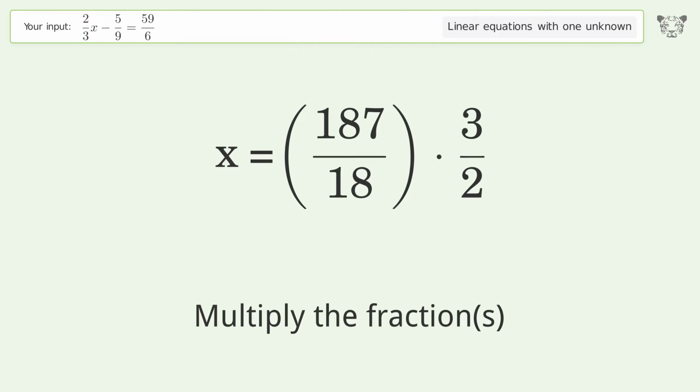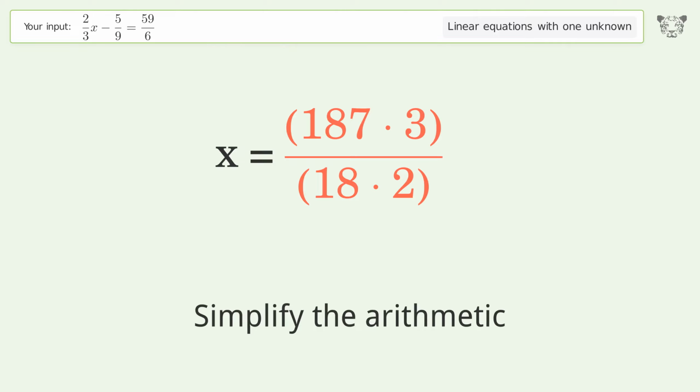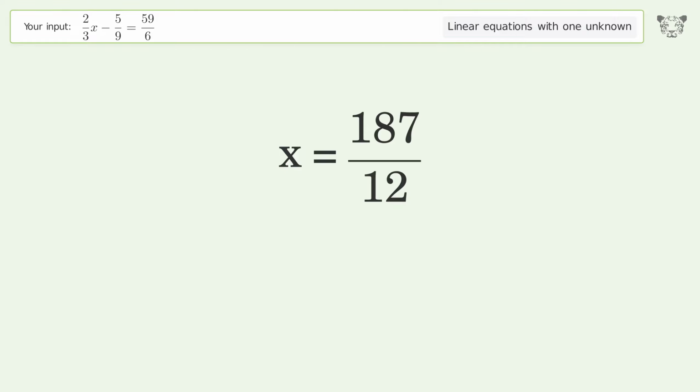Multiply the fractions. Simplify the arithmetic. And so the final result is x equals 187/12.